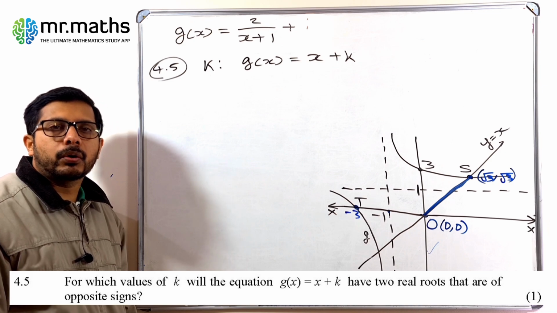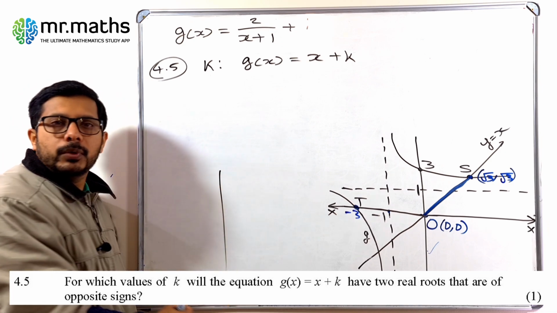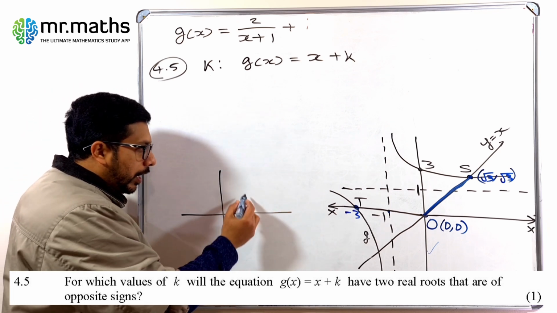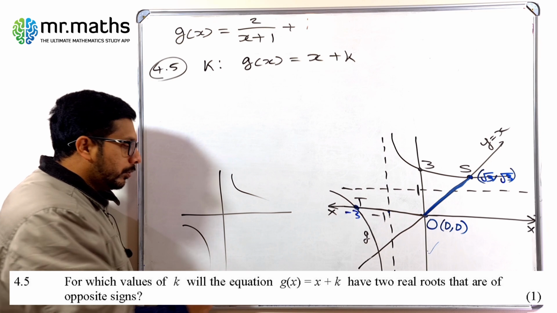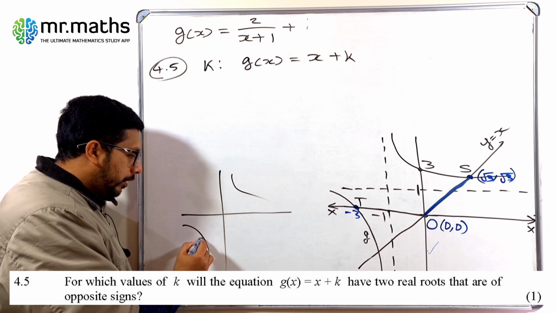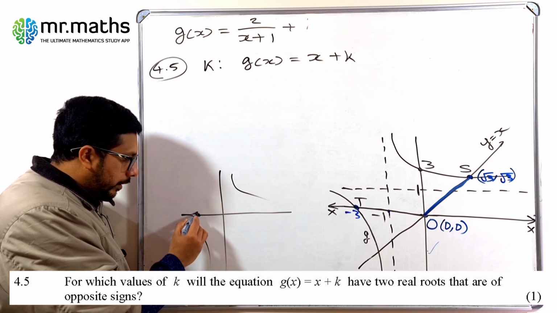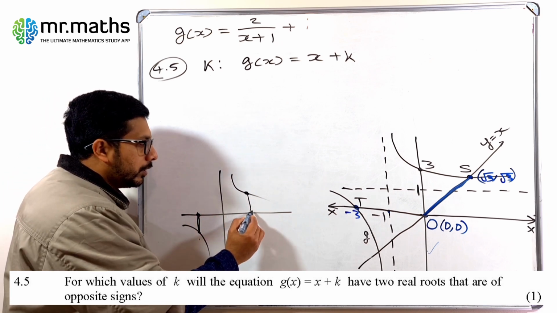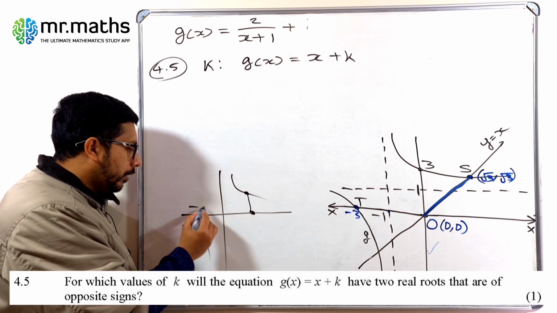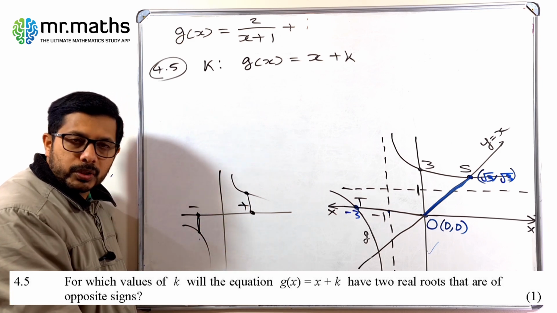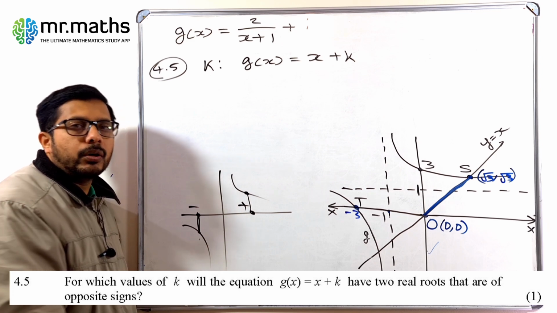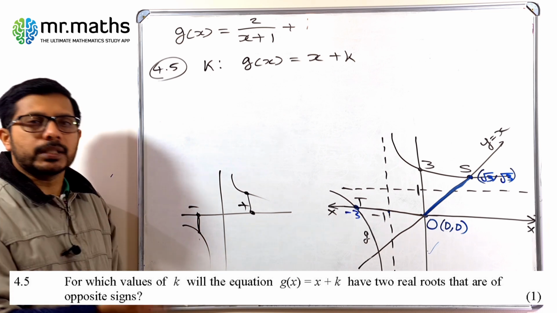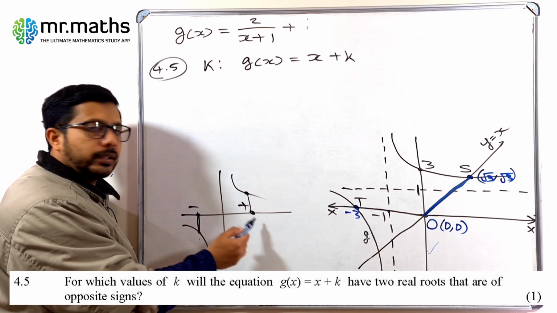g of x equal to x plus k have roots that are of opposite sign. What is the meaning of roots that are of opposite sign? Roots means x values. Am I right? So it means that one x value must be, if these two are the graphs, one x value, here you can see for this point, what is the root? Negative value. And here what is the root? Positive value. That means one root is negative and the other root is positive. So that is the meaning of two real roots that are of opposite sign. One root is negative and the other root is positive.